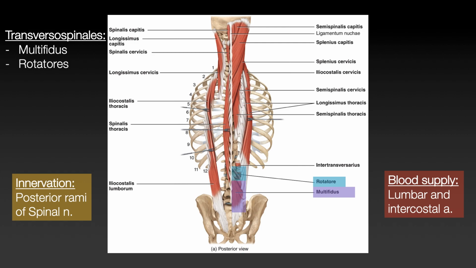Iliocostalis, longissimus, spinalis, multifidus, and rotatories all receive the same innervation and blood supply. All help us to maintain an upright vertical posture, allowing extension of the back and rotation in certain cases.